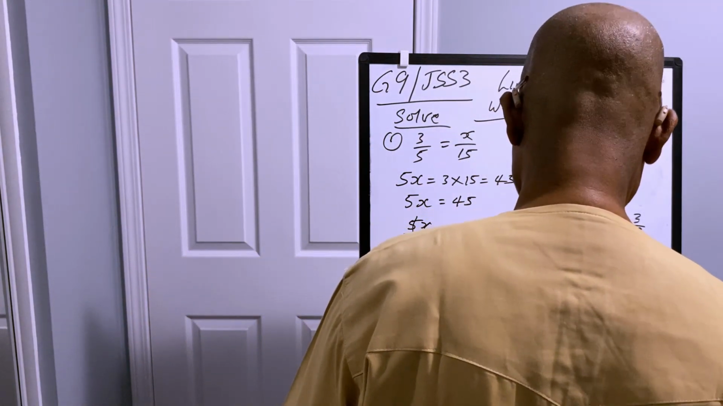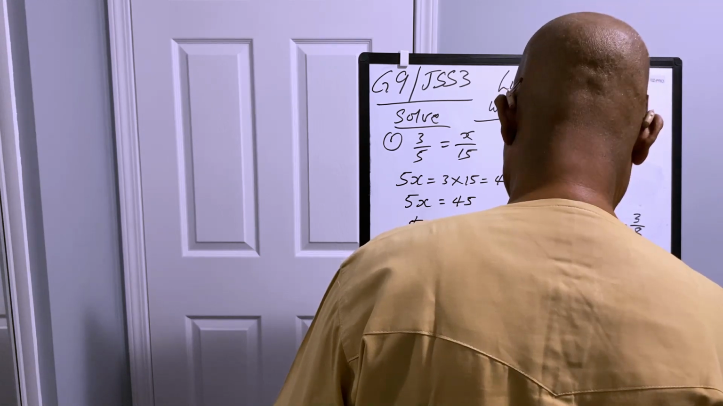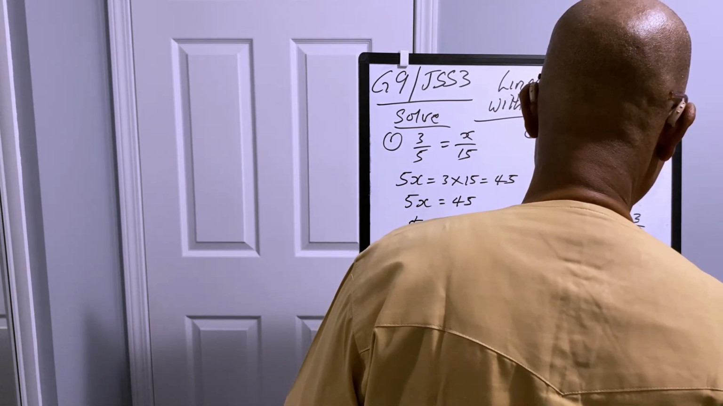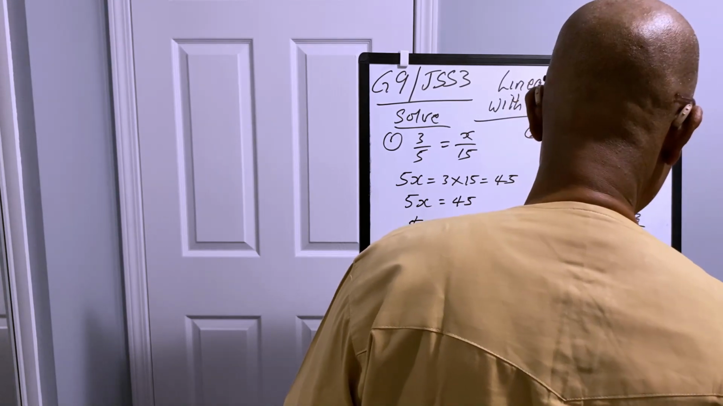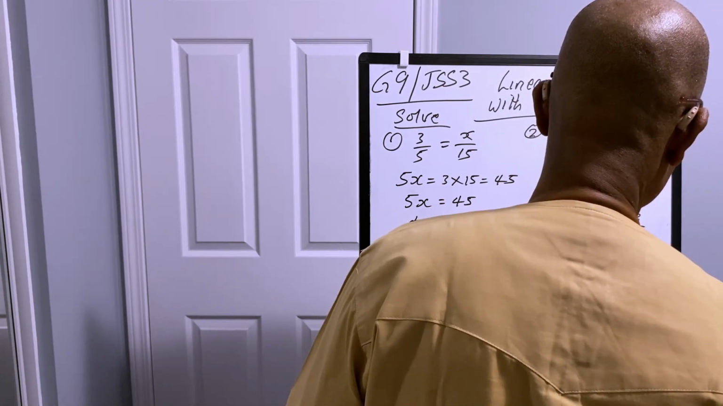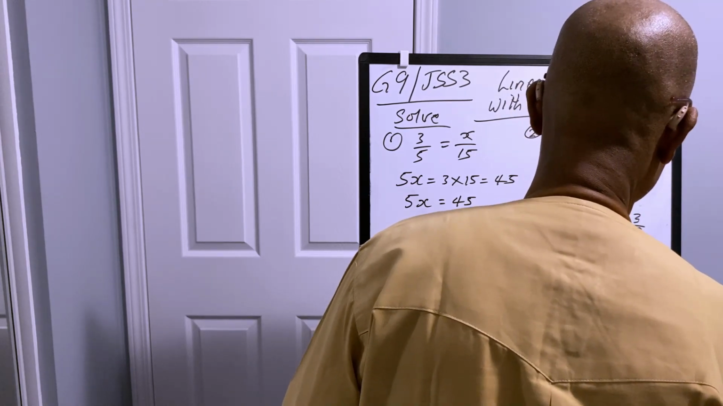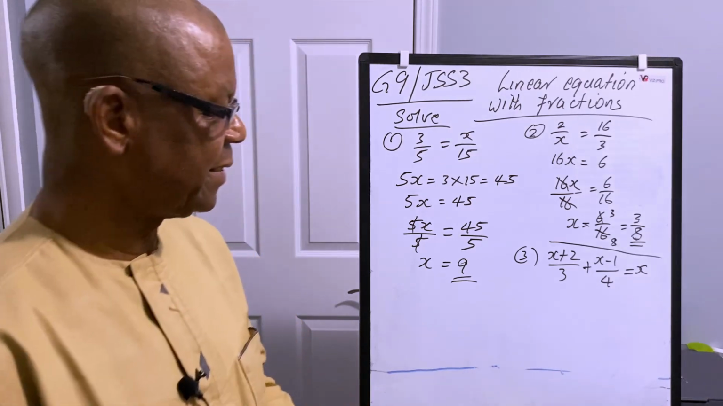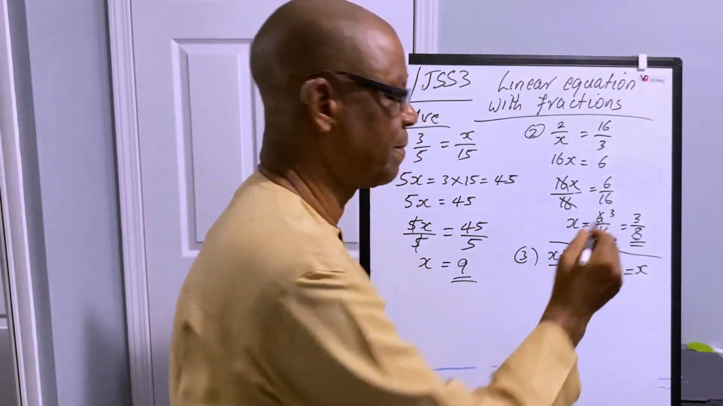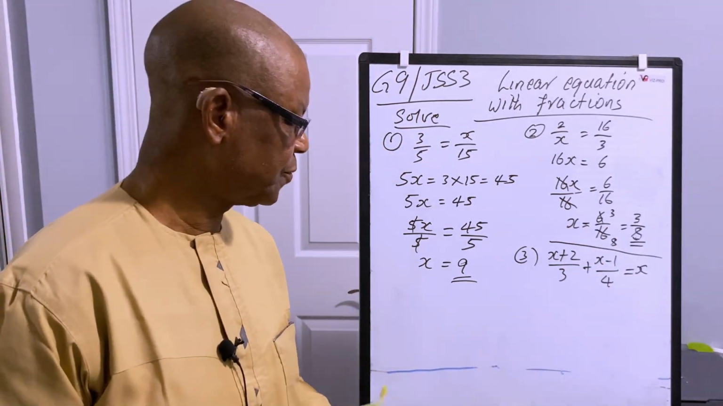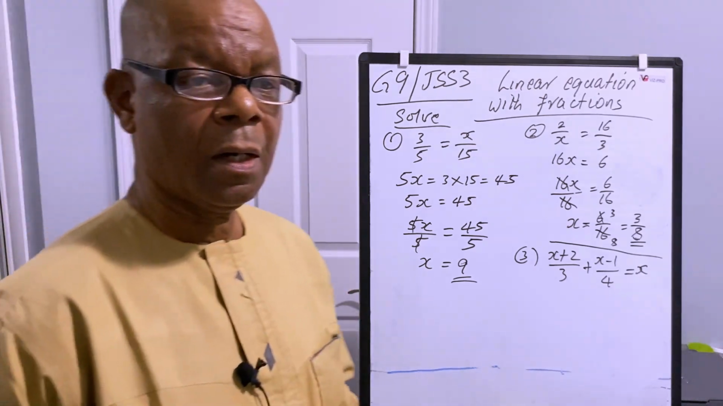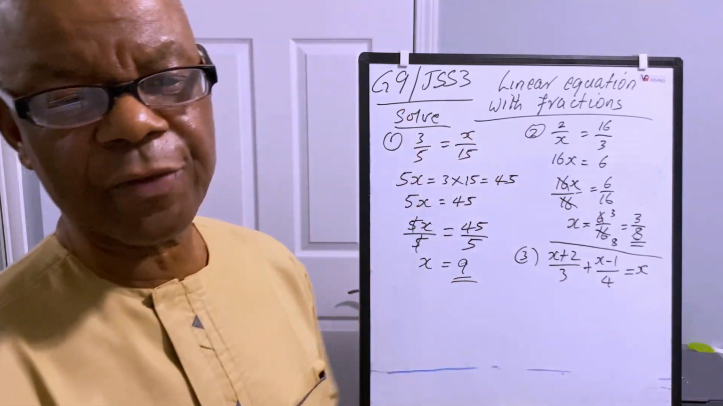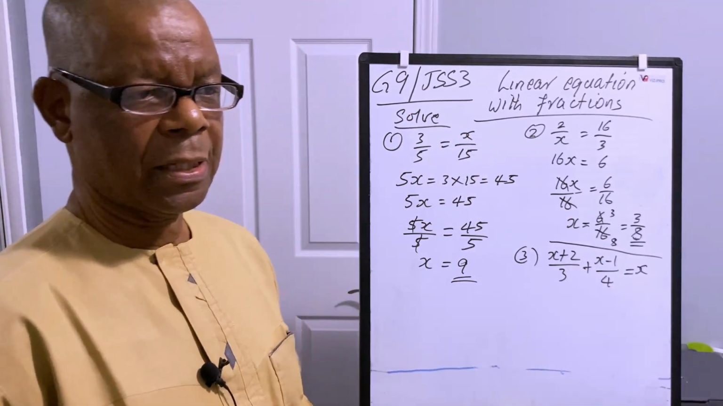We have here (x + 2)/3 + (x - 1)/4 = x. We have more than one equation here, 1 and 2. All we need to do is to make these two fractions one fraction and cross multiply.